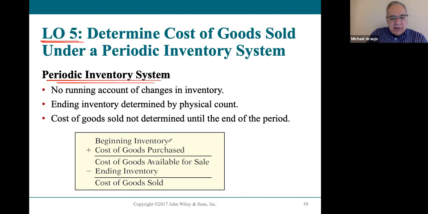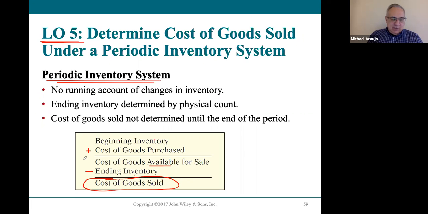Right, the store starts with a beginning inventory, so that's the first number. Then the store is buying all types of new goods to put in the store. That's the cost of goods purchased. These two numbers together give us the total cost of everything that's available for sale. At the end of the period, we take a look at what's left in inventory and subtract it out. Whatever is not there is our cost of goods sold.